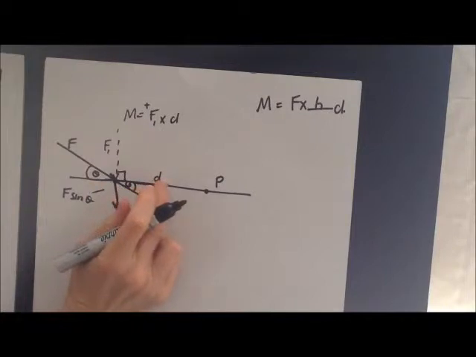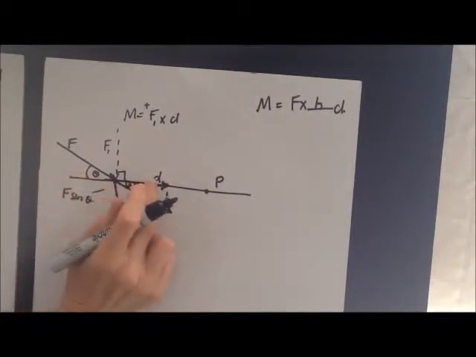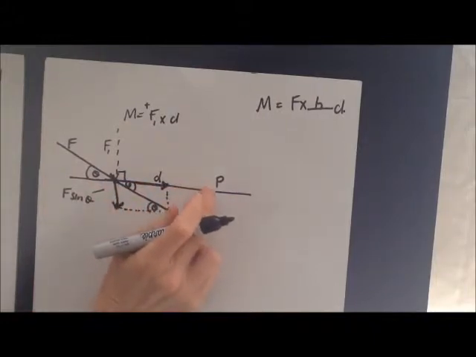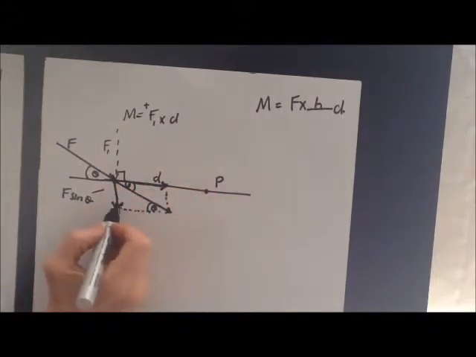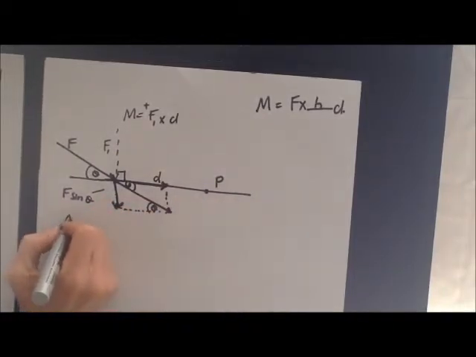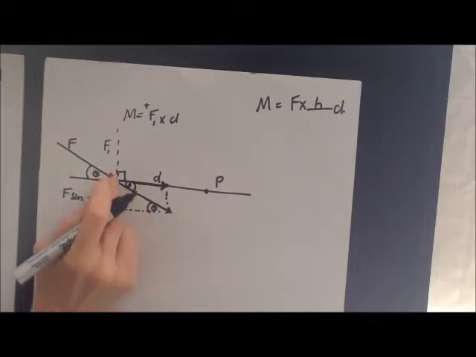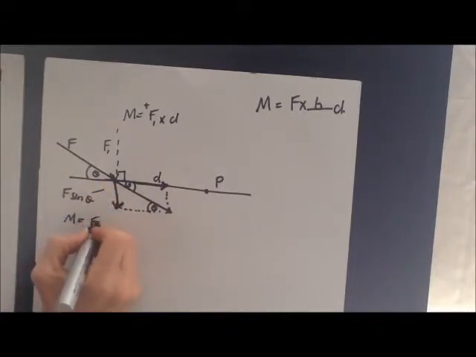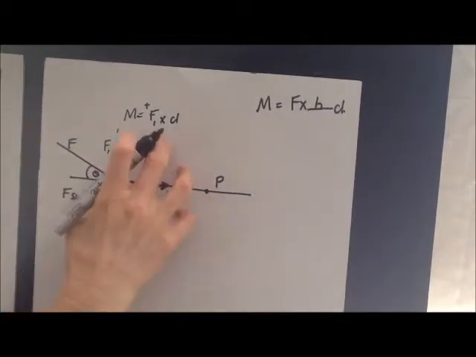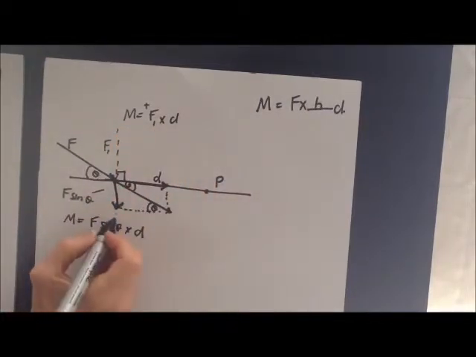because it's acting along the moment arm, and any force acting along the moment arm has no perpendicular distance back to the point. However, this one has a perpendicular distance back to the point, and its distance is d. So the moment due to this particular component here is F sine theta times the distance d back to the point. And once again, because it's in the counterclockwise direction, it's positive.